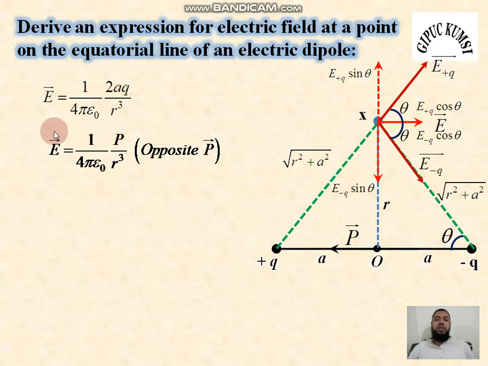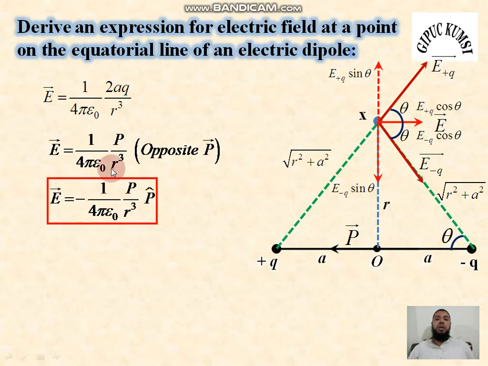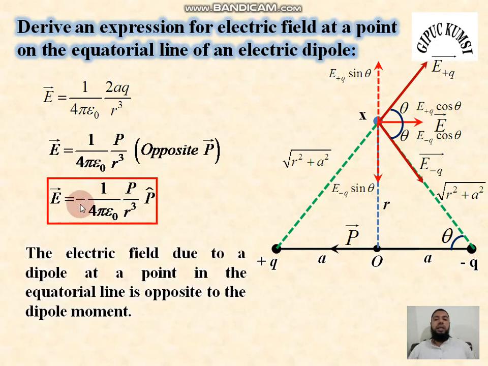Then this is the expression for electric field due to a dipole on its equatorial line. Then what is the direction of this electric field? Here you can observe the net electric field is opposite to the dipole moment. The net electric field is opposite to the dipole moment. Hence we are representing it with a minus sign.